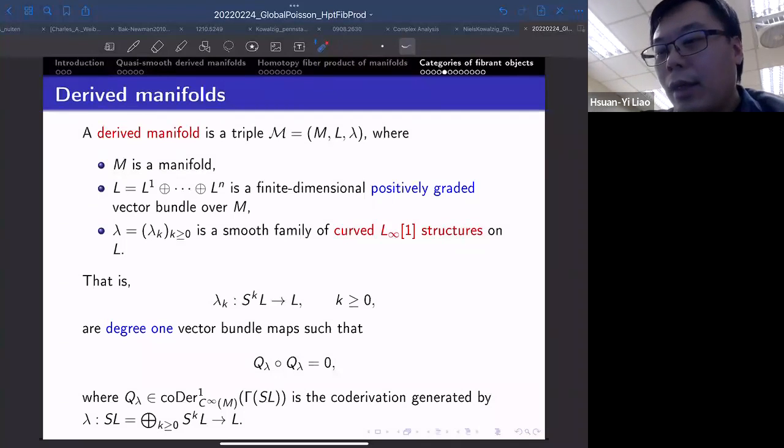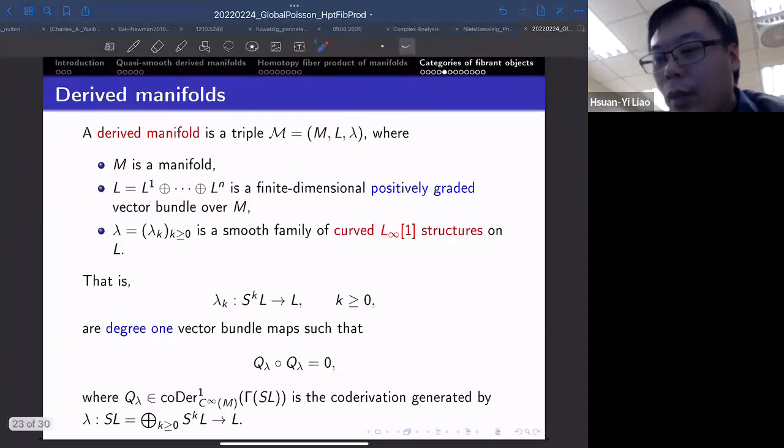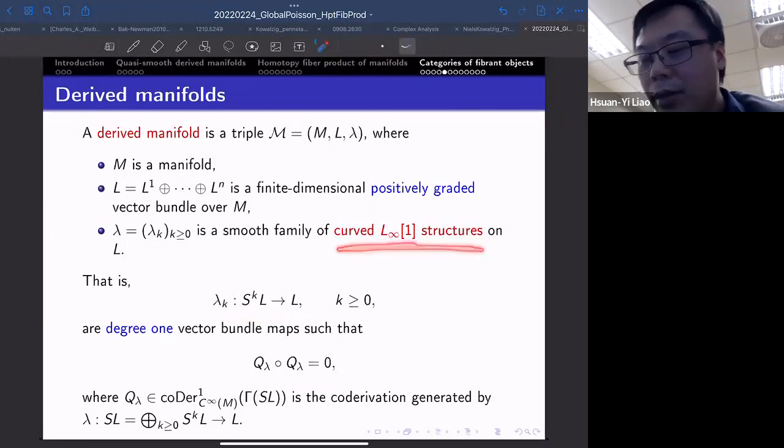Okay, and what is my category? So my category is actually a category of derived manifolds. By derived manifold, I mean a manifold together with a graded vector bundle, a finite dimensional positively graded vector bundle. And lambda is not just a section, it becomes a sequence of bundle maps like this. It is a degree 1 vector bundle map from S^k L to L. And this is a curved L-infinity structure.